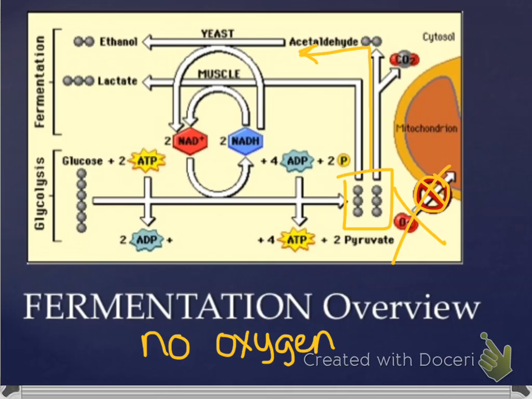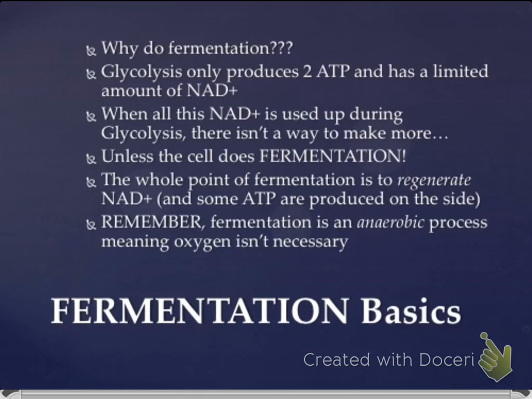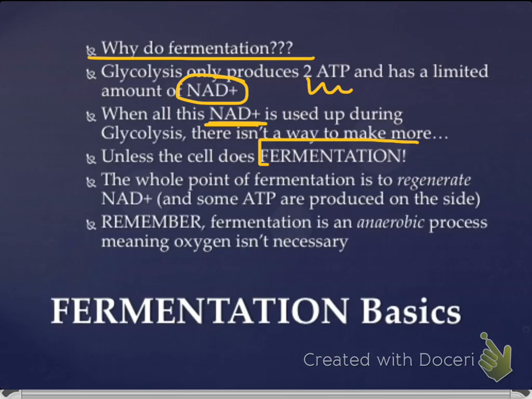So this pyruvate you make goes up here and goes through fermentation. And depending on who you are, so if you're a yeast cell, you're doing ethanol or alcohol fermentation. And if you're a muscle cell, like if you're in the gym, you're doing lactic acid fermentation, which is also where you get that lactic acid buildup. So why do we even do fermentation? Glycolysis only produces that 2 ATP, and it has a limited amount of NAD+, which is what we need to do glycolysis.